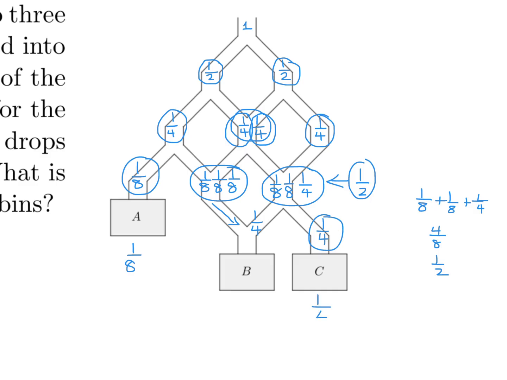So C, there's a 1/4 chance. And then for B, we have to add this guy with the quarter. So let's do that. 1 over 8 plus 1 over 8 plus 1 over 8 plus that quarter. So that's 2 over 8, right? So that's 1 plus 1 plus 1 plus 2, which is 5 over 8. So 5 over 8 was what goes into B.